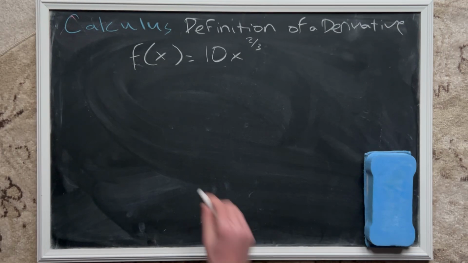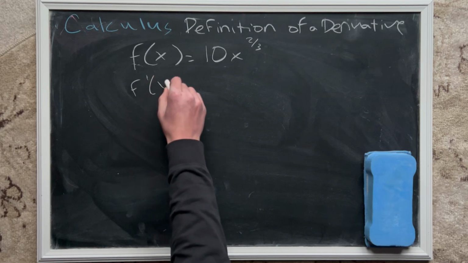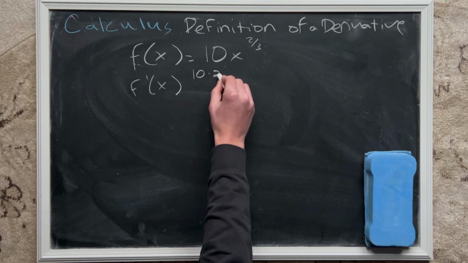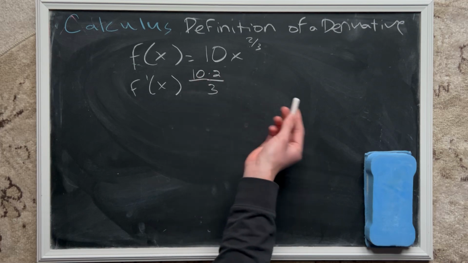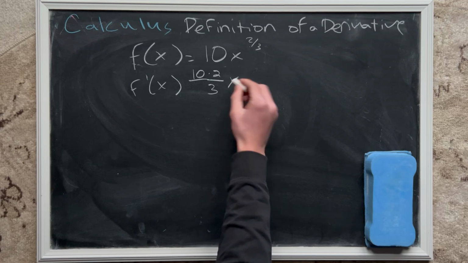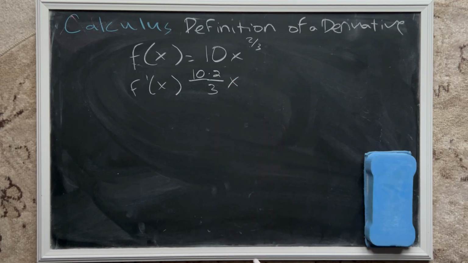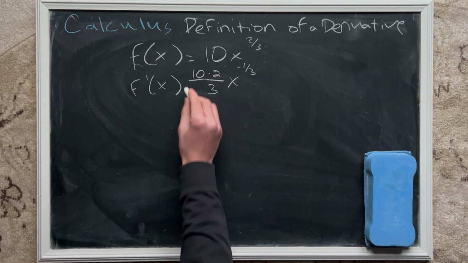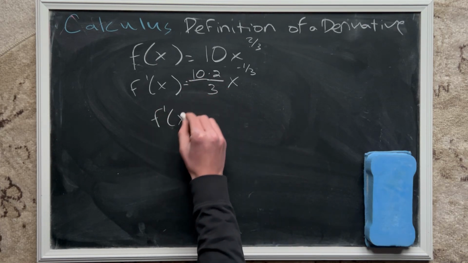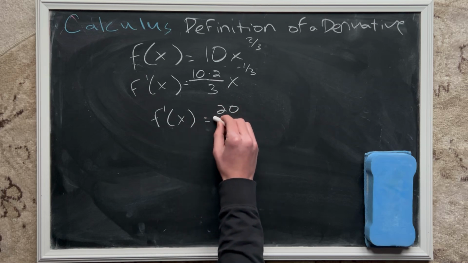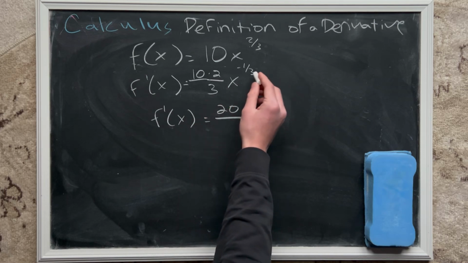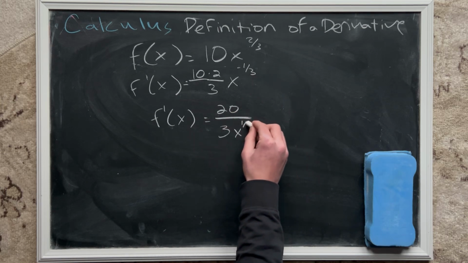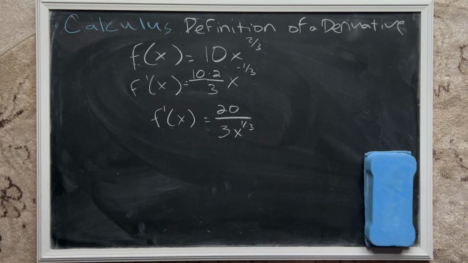So, we're going to start by taking that 2/3, bring it down to the front. So 10 times 2 over 3. This can be all over 3 times x. And then 2/3 reduced by 1 is negative 1/3. So 10 times 2 can be simplified to 20. And then this x to the negative 1/3 can be brought down as an x to the 1/3. And that is the derivative of this function.